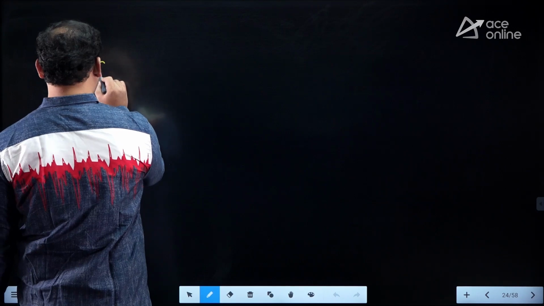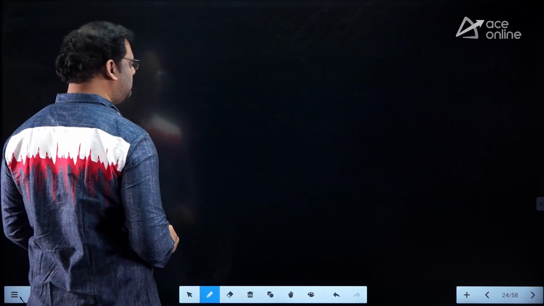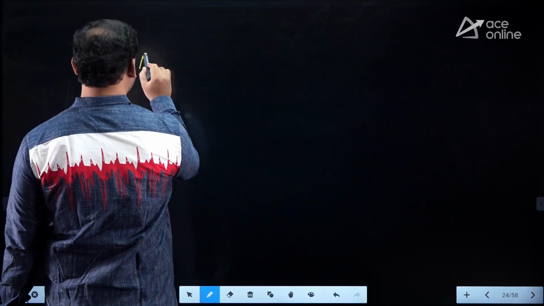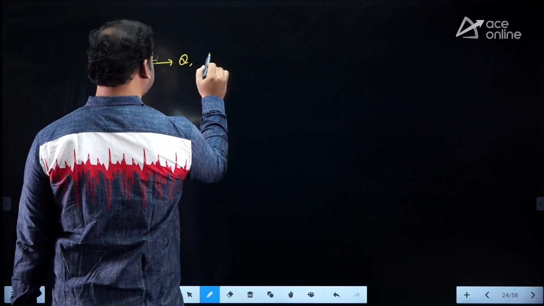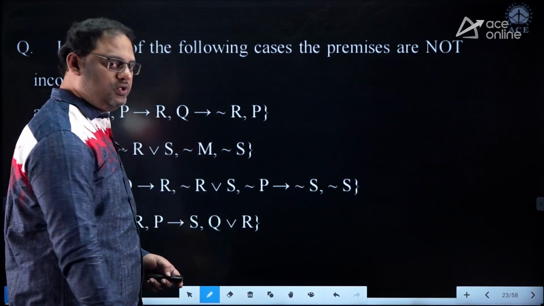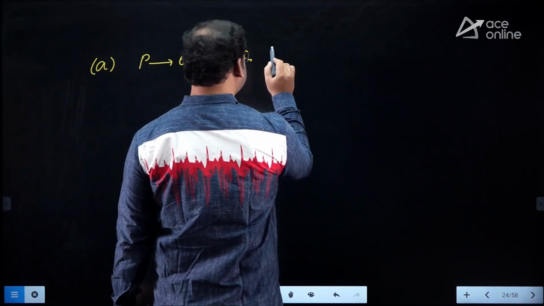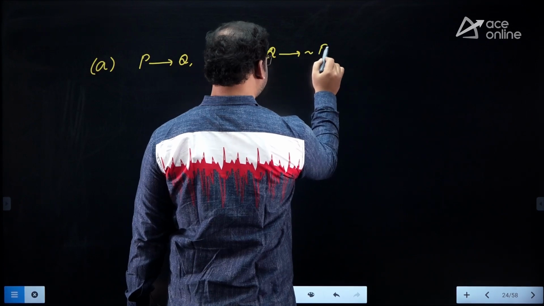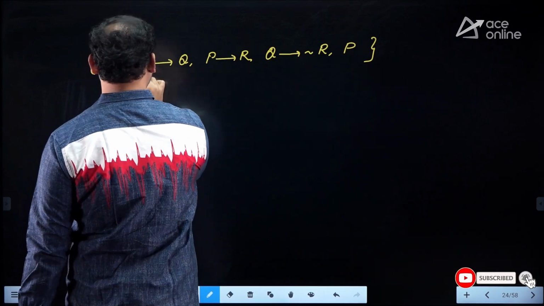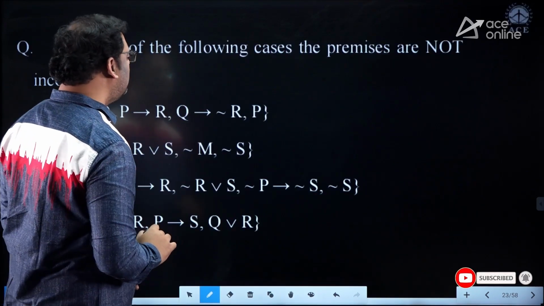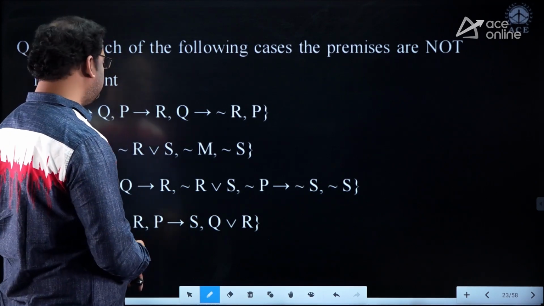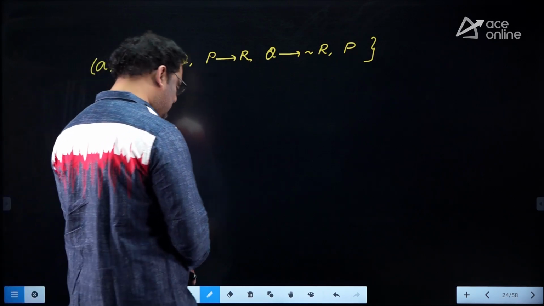And if I go with option A: P implies Q, P implies R, Q implies not R, comma P, like this. My dear, they have given four premises and they are asking the question which of the following premises are not inconsistent. Right?